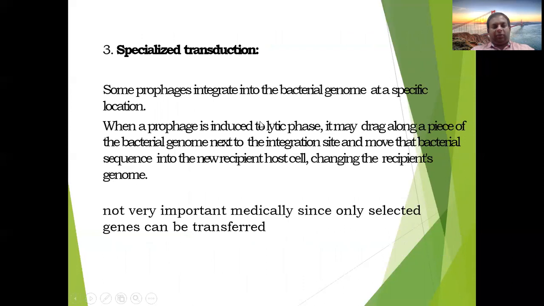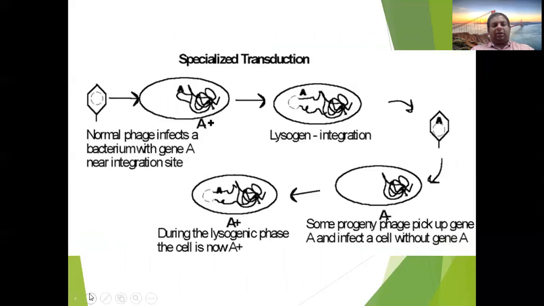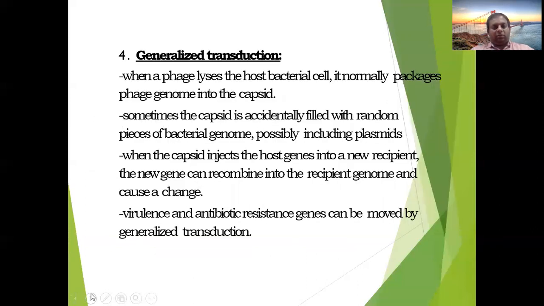There are a few other terms. Transduction can be specialized or generalized. In specialized transduction, a normal phage infects a bacterium with gene A, with lysogen integration. Then some progeny phage pick up the gene during the lysogenic phase. Now the cell contains A plus. Generalized transduction takes bulk DNA. Virulence and antimicrobial resistance genes can be moved by generalized transduction. That's the most important compared to specialized transduction.